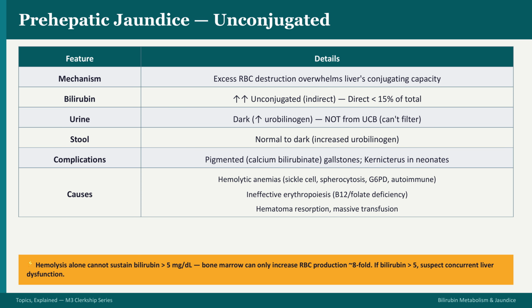One critical number to remember: hemolysis alone typically cannot sustain a bilirubin above 4 mg per deciliter because the bone marrow can only increase erythrocyte production about 8-fold. So if you see a bilirubin of 15 in a hemolytic patient, suspect concurrent liver dysfunction. The classic complication is pigmented calcium bilirubinate gallstones from the chronically increased bilirubin load.